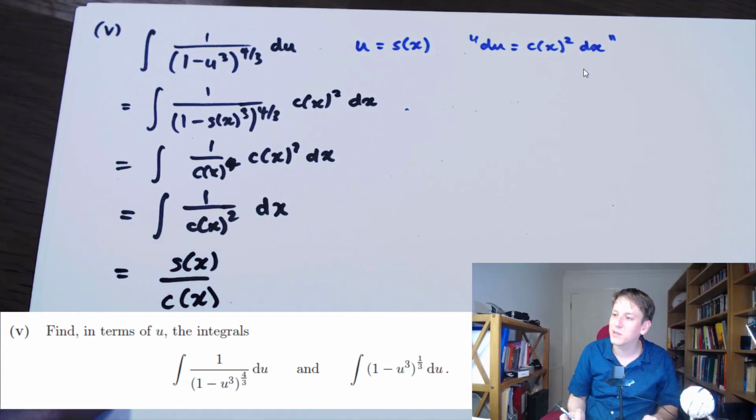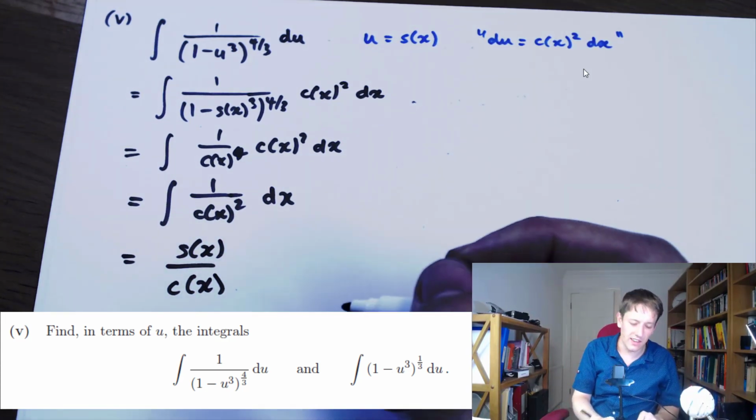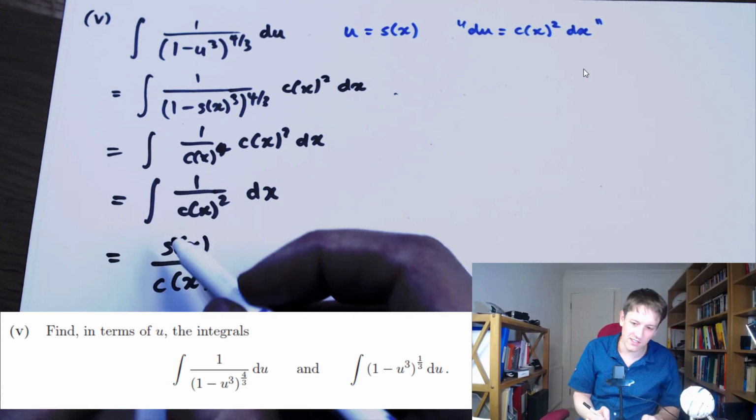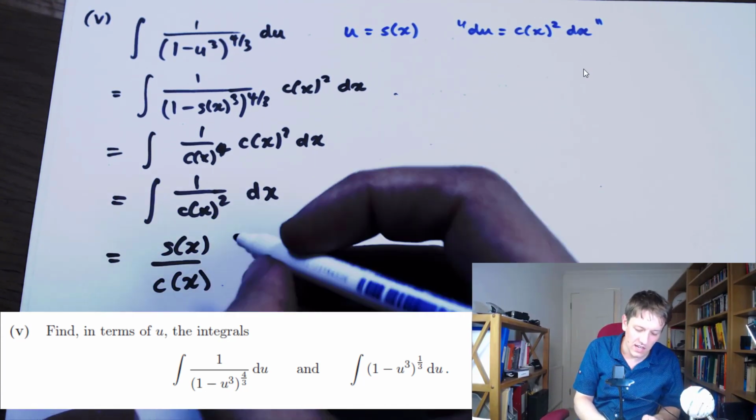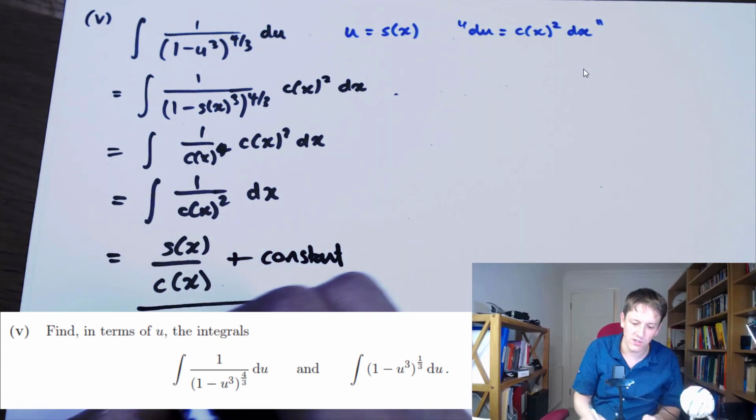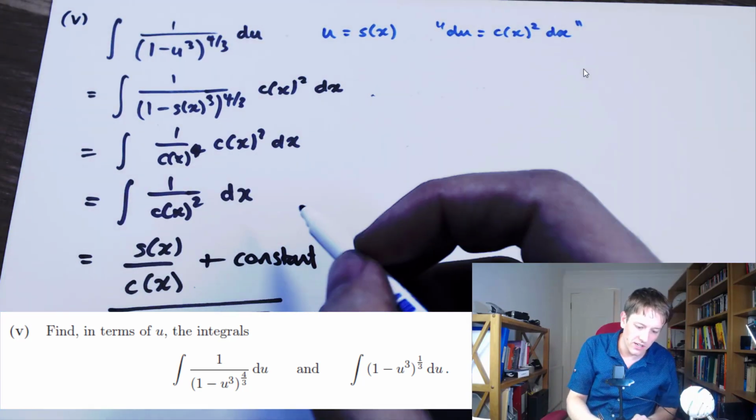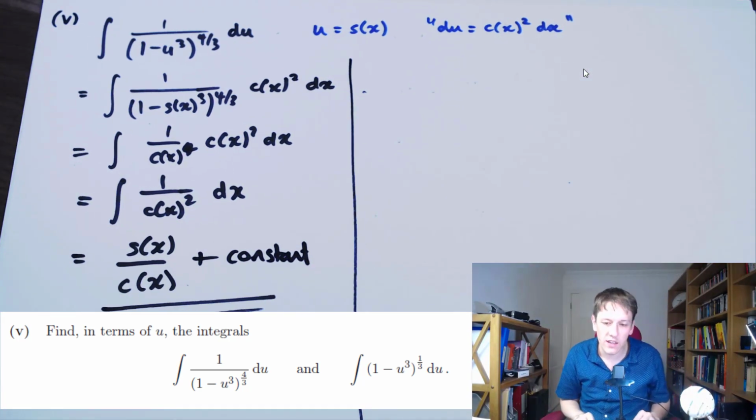Can't call it tan, but it's a bit of an innuendo, as you say there, that this is tan, but it's just s over c, and we're going to add on our constant there. Okay, right. So that's worked, and let's try the last one.